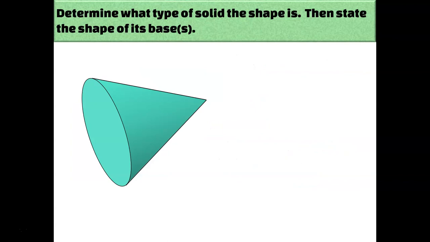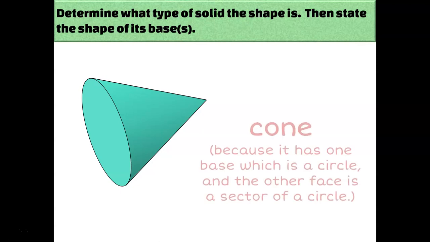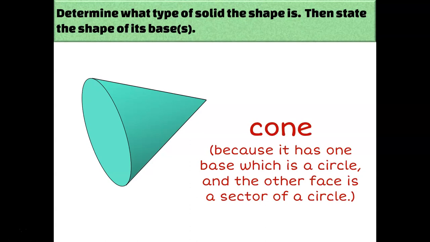Our next example has only one base, and that base happens to be a circle. So since it has one circular base, and the other face is a sector that wraps around that circle and meets at one point called the apex, this is considered a cone.